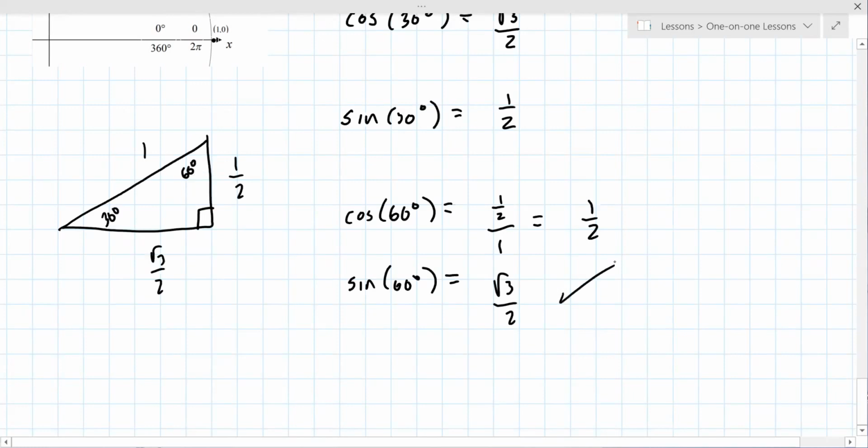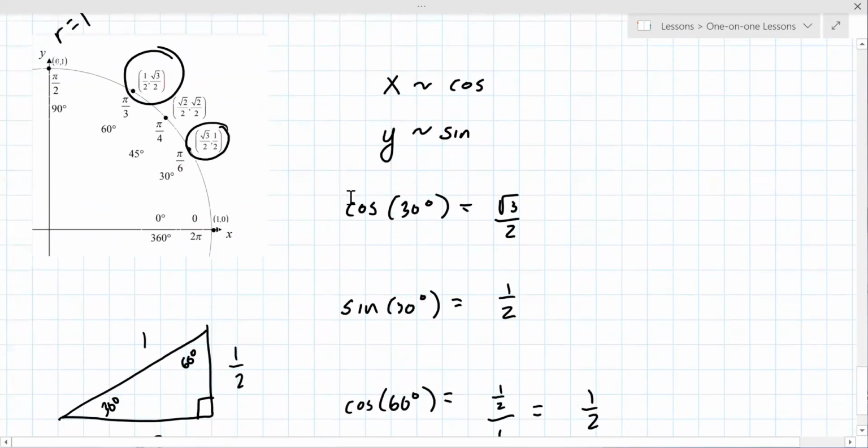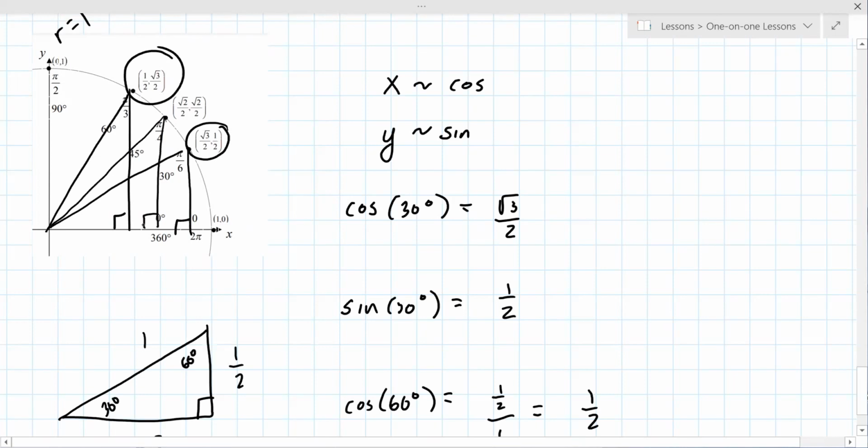Yes. This is only for 30, 60, 90 triangles though? So there are two positions that are 30, 60, 90: this one, and then this one up here. And then the one in the middle is a 45, 45, 90.